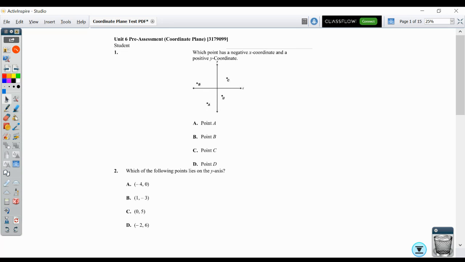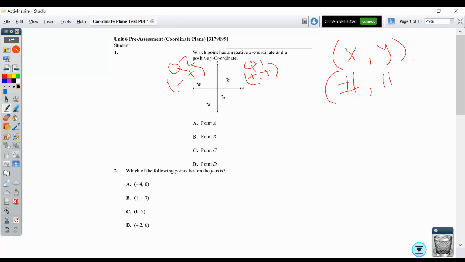Question 1 says, which point has a negative x coordinate and a positive y coordinate? We know already that quadrant 1 is always going to be positive and positive. And then quadrant 2 is going to be negative and positive. And we know this because we have the x and the y. This is called a coordinate pair. So we would just have a number here and a number here.